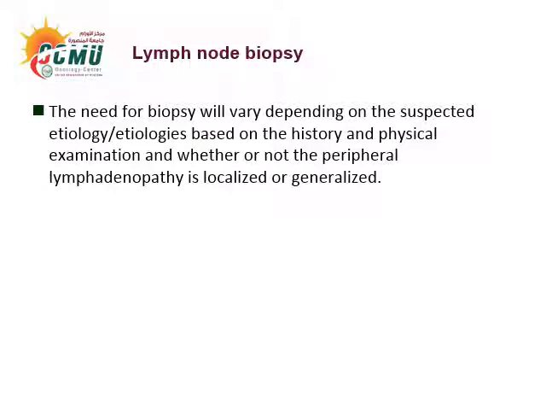Finally, we may use lymph node biopsy. The need for lymph node biopsy will vary depending on the suspected etiologies, based on history and the physical examination, and whether or not the peripheral lymphadenopathy is localized or generalized. Don't forget to do a CBC, complete blood count, before lymph node biopsy, because CBC may detect acute or chronic leukemias, and there is no need for lymph node biopsy. We may diagnose leukemias without lymph node biopsy.